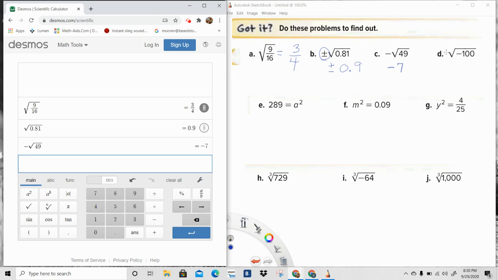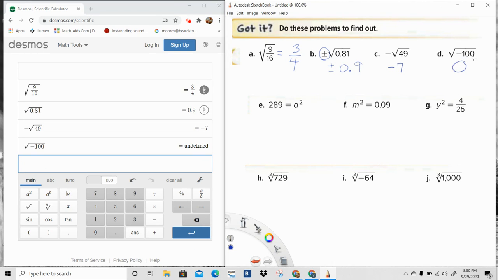Now, this next one, we have the square root with -100 under it. Well, you might say, oh, I know that. It's -10. But it's not, guys. Remember, if the negative sign is underneath the radical or the square root symbol, it is going to be undefined or there is no solution. So we can come over here and do this little circle with a line through it saying there's no solution for that problem.